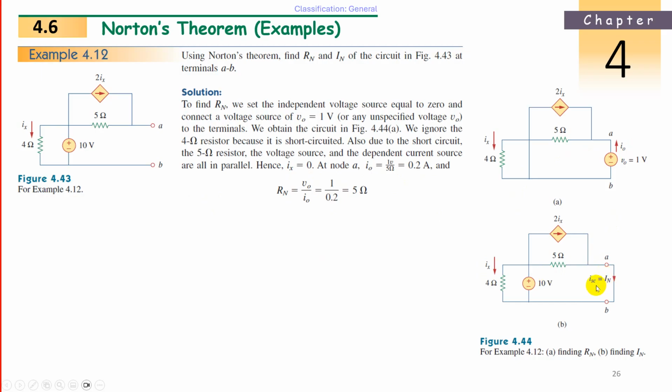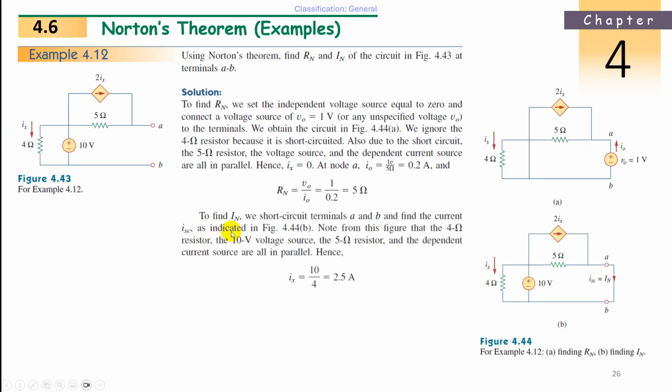Now we need ISC, which is equal to IN, by short circuiting this one. Keep back the voltage source that we removed. Then find the loops. To find IN, we short circuit the terminals A and B. As indicated, note that the 4 ohm resistor will be in the picture. The 4 ohm resistor, the 10 volt source, and the 5 ohm resistor and dependent current source are in parallel.